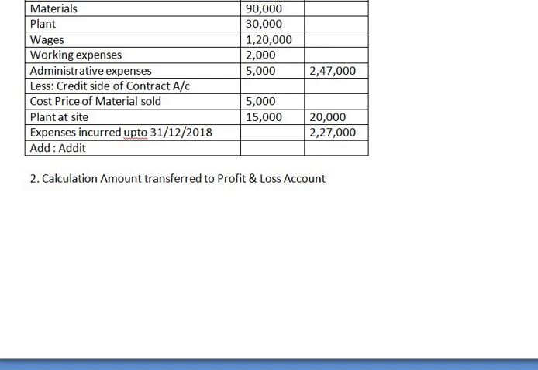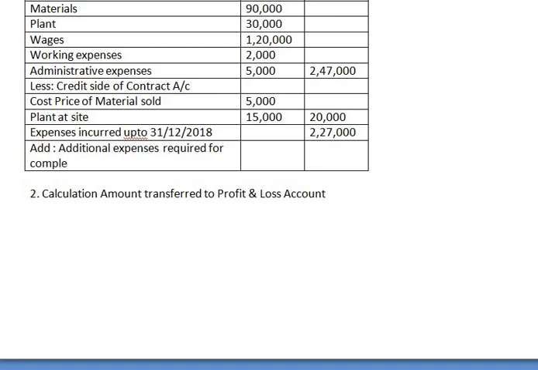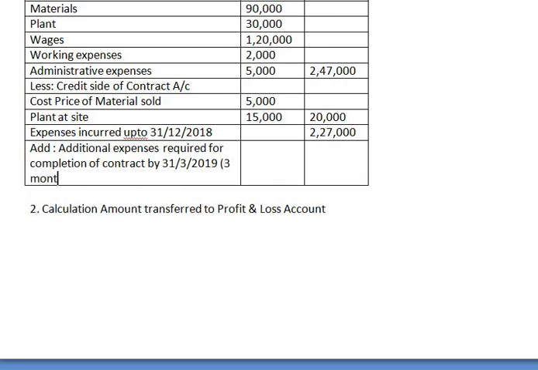So add additional expenses required for completion of contract by 31st March 2019. That is 3 months.